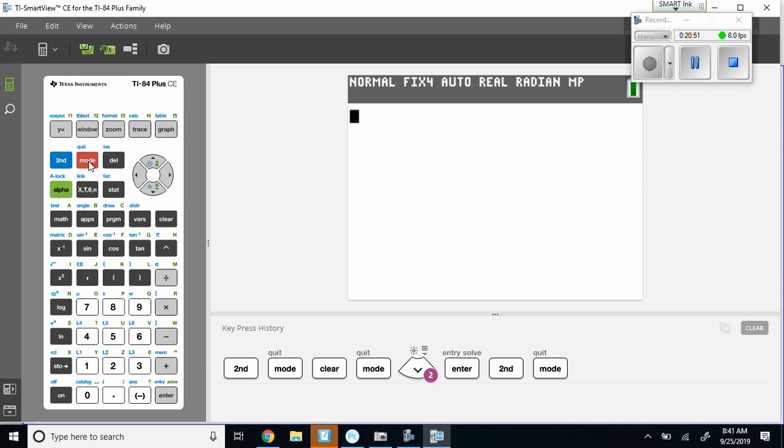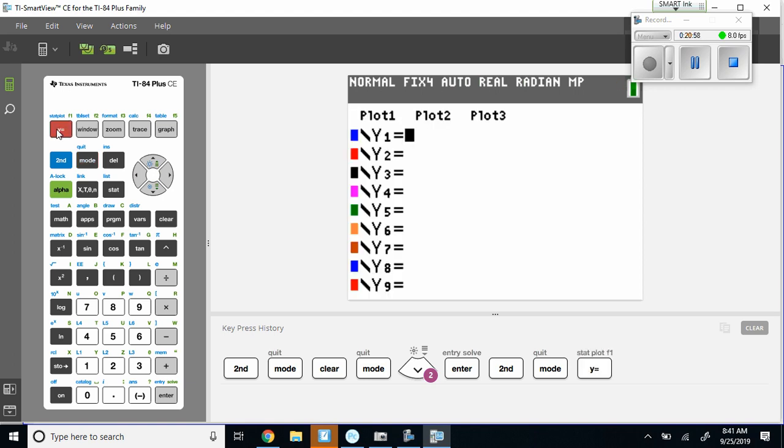Now, you ready? So let's just hit y equals. Am I on y equals? We call this the equation editor.